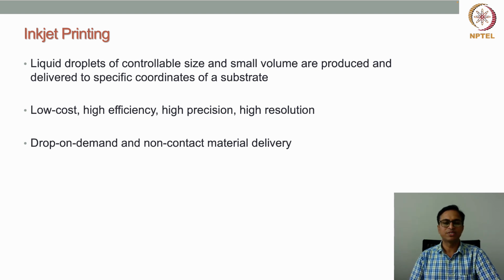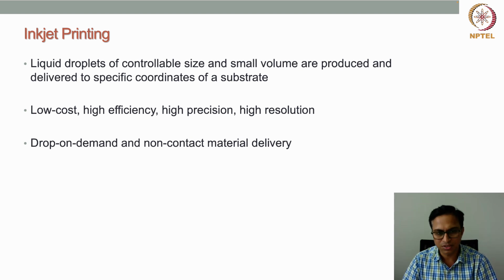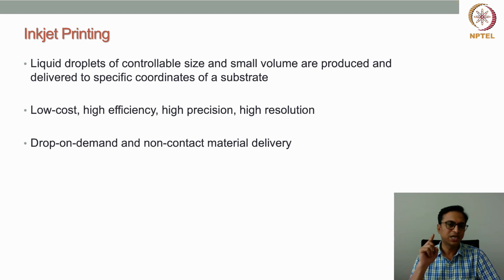Here, the printing nozzles and the stage are not connected, and they are not connected to the materials either, right? Discrete, separate droplets are produced from the nozzles, and those droplets are delivered or printed on the printing stage. Nowhere do the printing stage and the nozzles come in contact with each other. So this is a non-contact delivery.